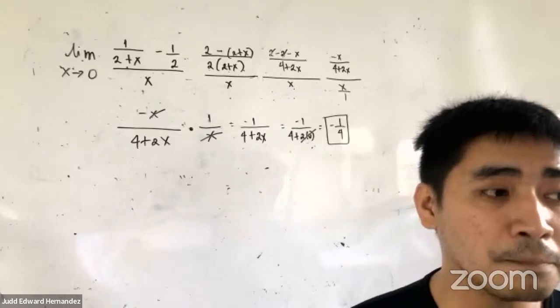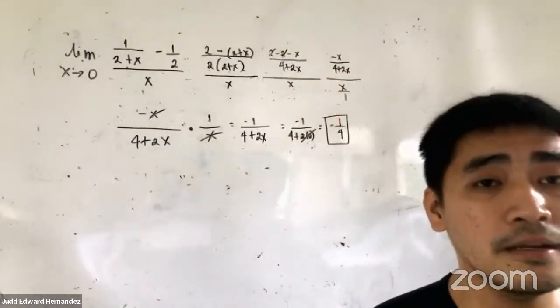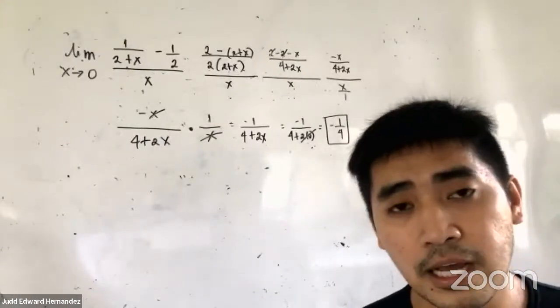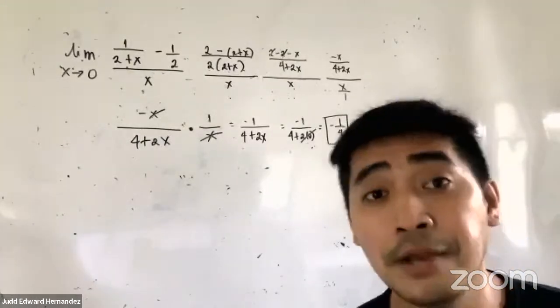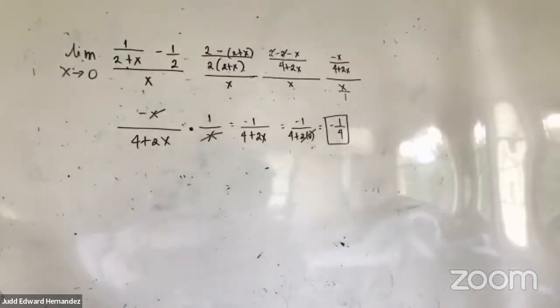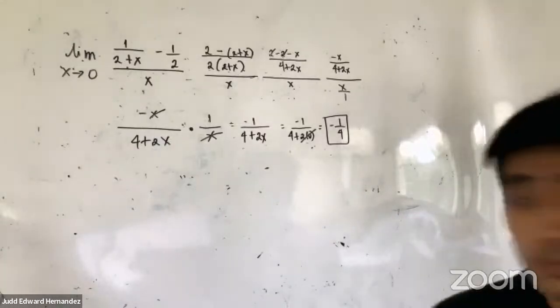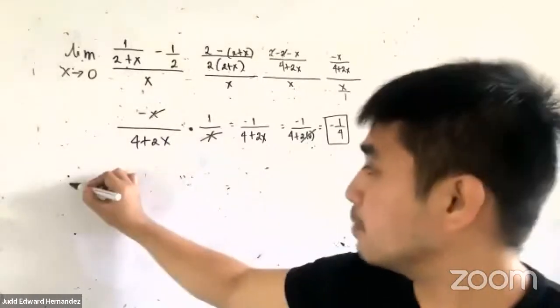Ganun lang po siya, ha? Tulad ng ginawa natin dito, si x, ginawa nating x over 1 para kapag multiplication na, the reciprocal is 1 over x. Ganun po yung mangyayari. Okay? So, I hope that this is clear. Okay. So, let's try another naman po. Could you please try this one po?